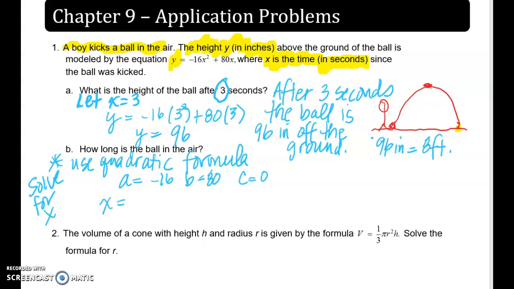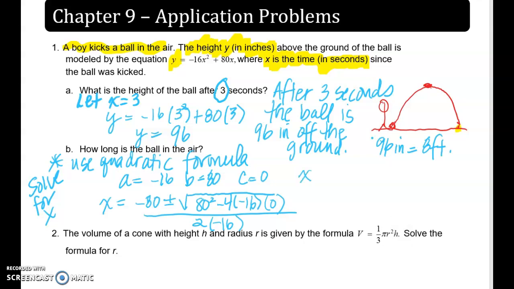So remember, x is equal to negative b, so negative 80, plus or minus the square root of b squared minus 4 times your a times your c, all of that over 2 times your value of a. Okay, so you would do some work in your calculator here. If I simplify this, I have x equals negative 80, and then everything underneath that radical gives me 80 squared is 6,400, and then all this times 0 is just 0, and then 2 times negative 16 is negative 32. So I actually just did all of that without using my calculator. So the square root of 6,400 is 80.